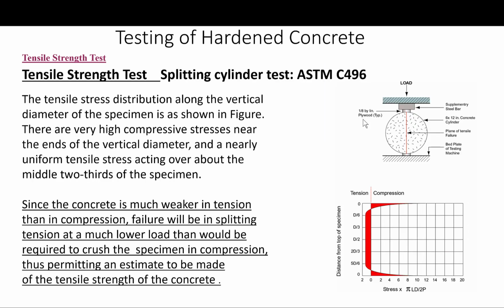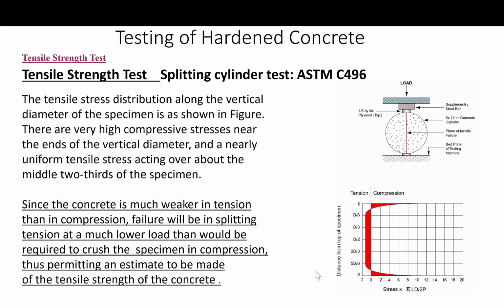The tensile stress distribution along the vertical diameter of the specimen is established, and the distribution of the stress is shown here in this figure. There are very high compressive stresses near the ends of the vertical diameter and a nearly uniform tensile stress acting over about the middle 2/3 of the specimen, as you can see here. This is tensile stress, and we have the compressive stress right here.